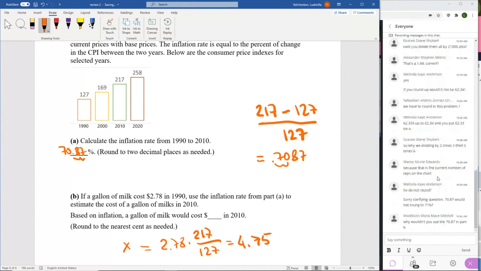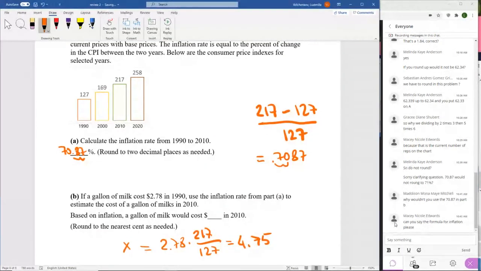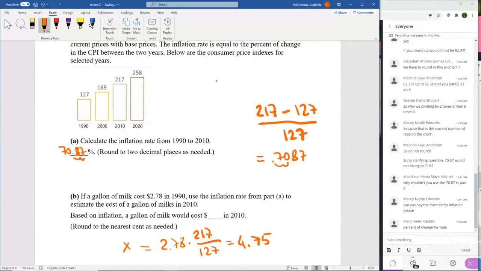So, okay, to try to use part B. But part B, the answer is in dollars. Oh, what? The formula for inflation rate, not for inflation. So this is the percent of change formula. Percent of change formula, correct, Mary? Yes.